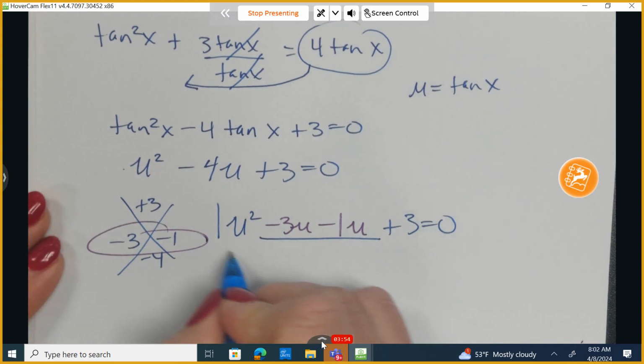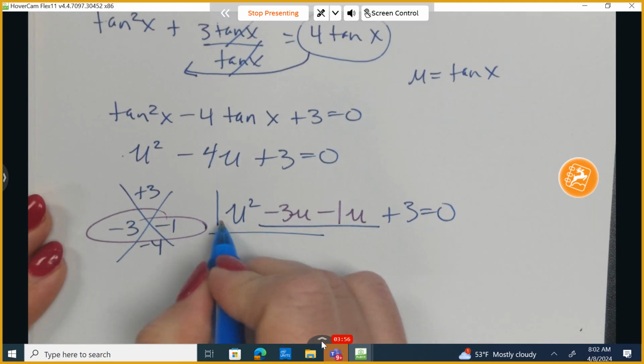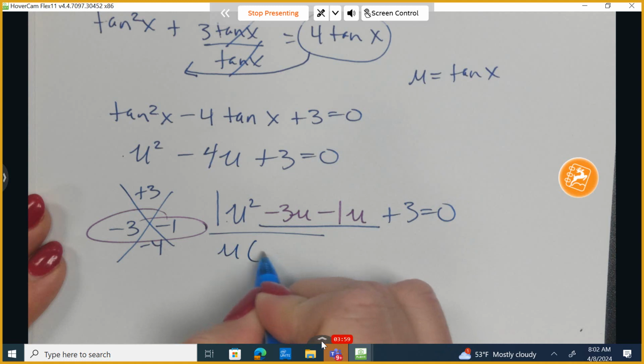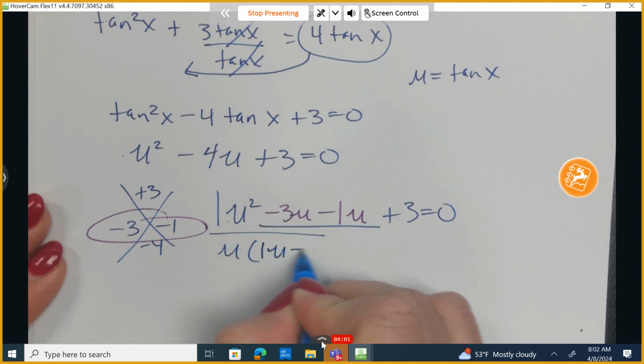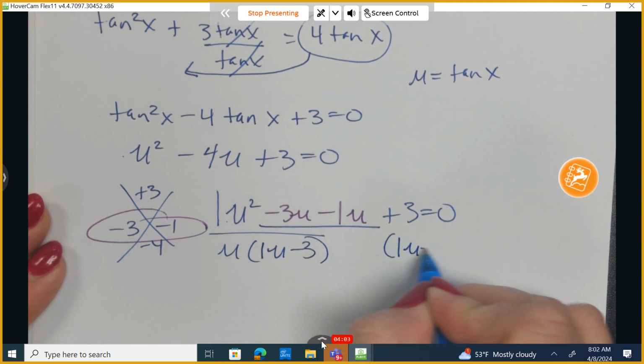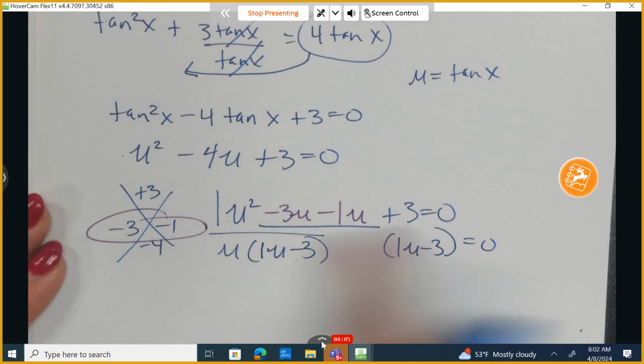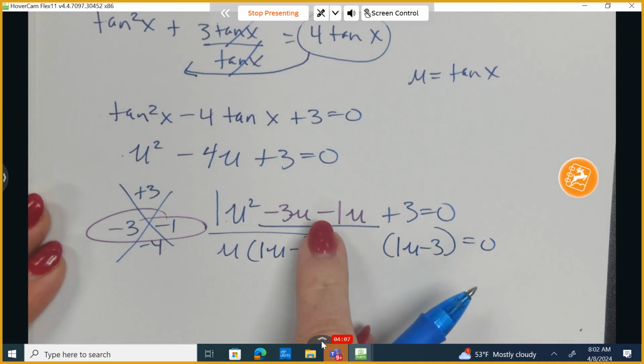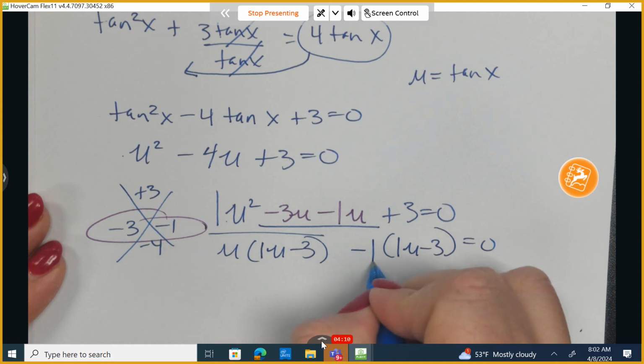And then I'm going to use factoring by grouping in order to finish this. So I can factor out a u, and I'm left with 1u minus 3. And then I rewrite the 1u minus 3. And I ask myself, if this is factorable, what times 1u equals a negative 1u? And that would be negative 1.